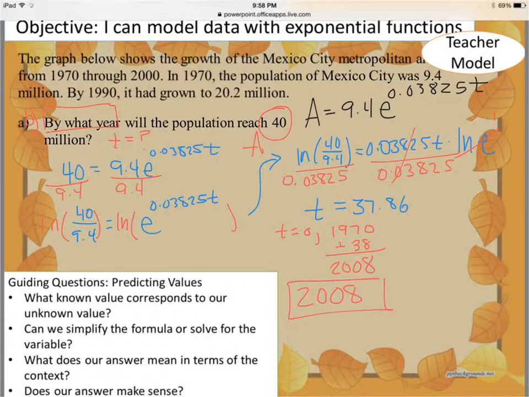And then I always want to think about, does my answer make sense? And what we can do is just plug in 38 into our formula and see if that works out. But 37 years seems reasonable given that it's growing at almost 4% a year.